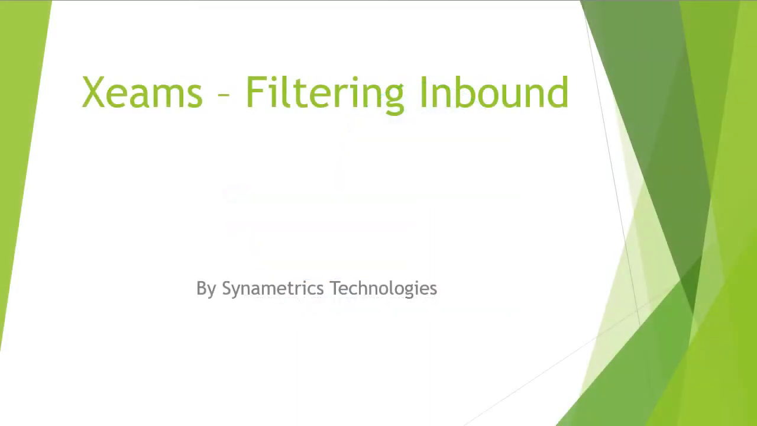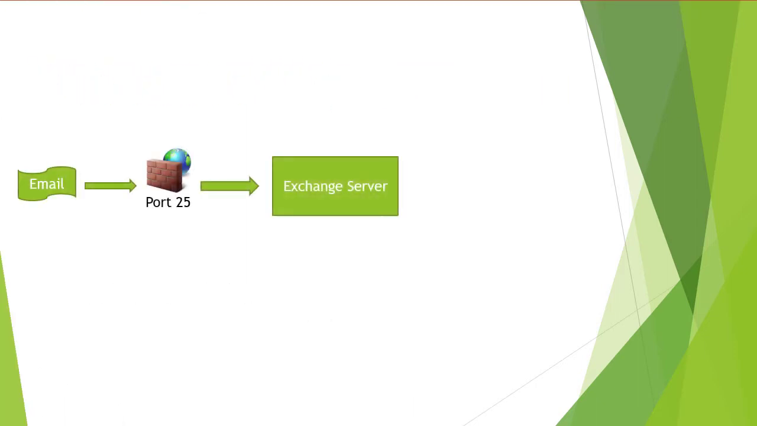In this video, I'll go over how to set up Xeams to filter inbound messages for an Exchange server. As of now, the mail flow works as the following. Emails come into your network firewall on port 25. These messages directly go into your Exchange server. After configuring Xeams, all the emails will first go to the spam filter. It will filter the messages and then send the good emails to Exchange.